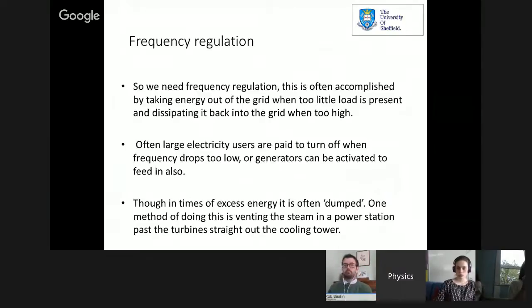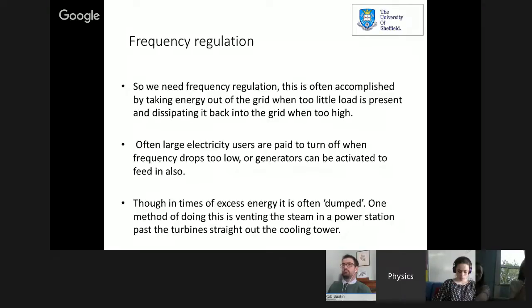But my area of research, and what I'm doing particularly at the moment, is to do with frequency regulation. So what do they do about it at the moment? Well, what happens is if there's too much load, the frequency actually drops because the generator's struggling really hard. So they pay big users to turn off, like steel mills and things like that, they'll actually turn off for set periods.